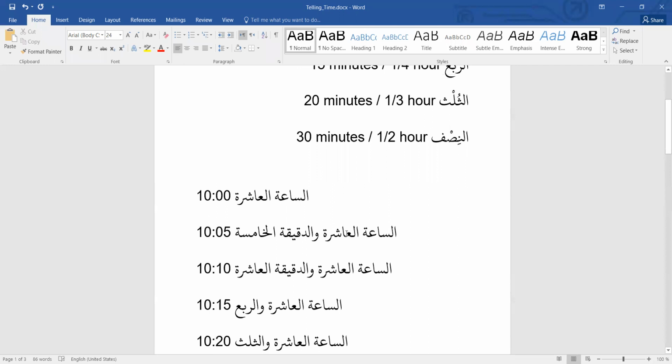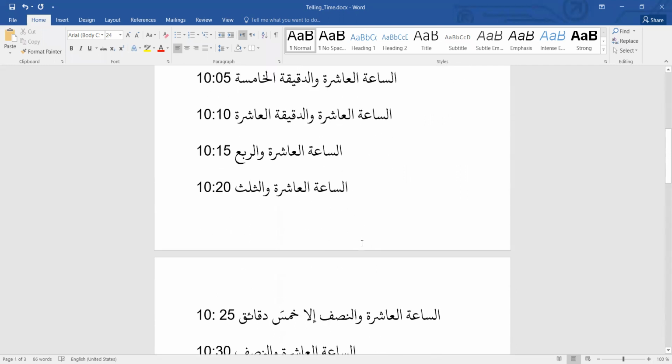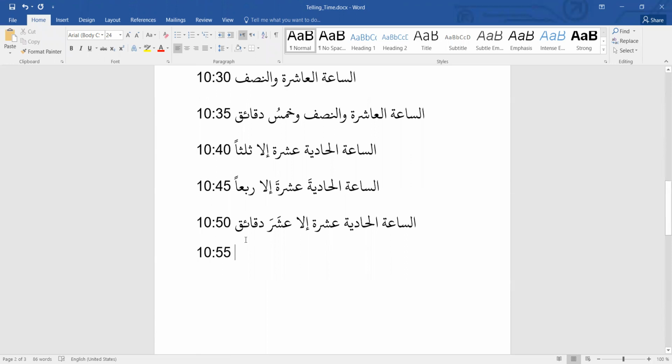I was okay up till there, but from 10:50, I got confused. 10:50 is like 11 o'clock, and then you have to subtract the 10 minutes. Okay, so we say 11 o'clock. You could assume for your understanding that illa is like minus: 11 o'clock minus 10 minutes. Okay. Same as with 10:55. So you would say 11 o'clock minus 5 minutes. Yeah, 5 minutes.